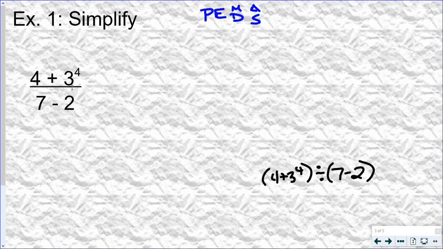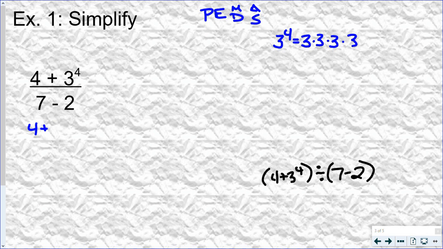All right, so let's do the exponent. So 3 to the fourth, again, remember, that means multiply 3 times itself 4 times. So 3 times 3 is 9, times 3 is 27, times 3 is 81.